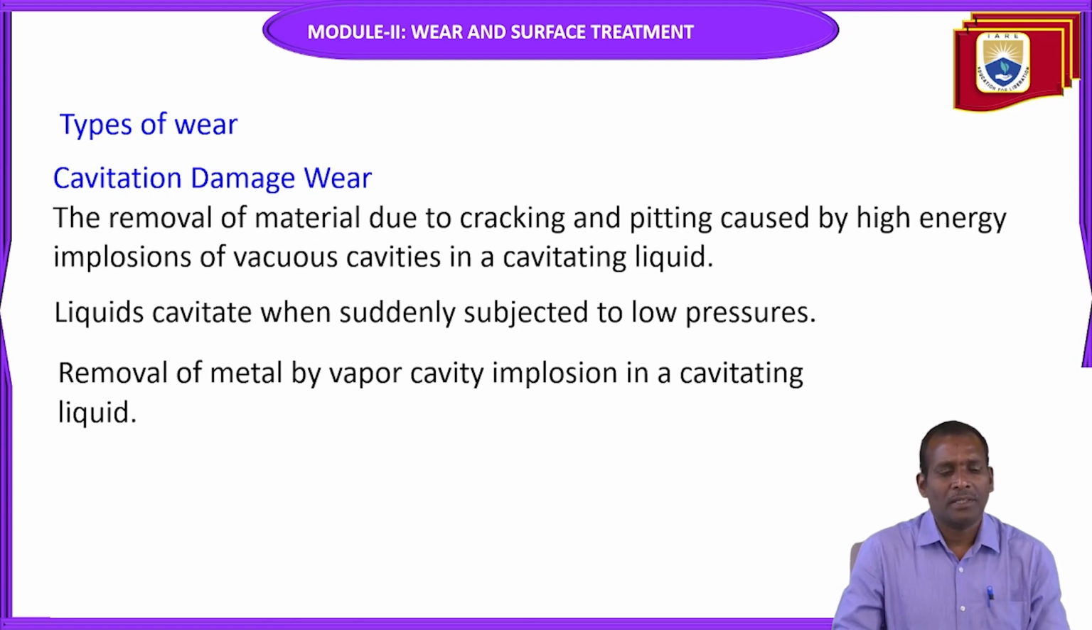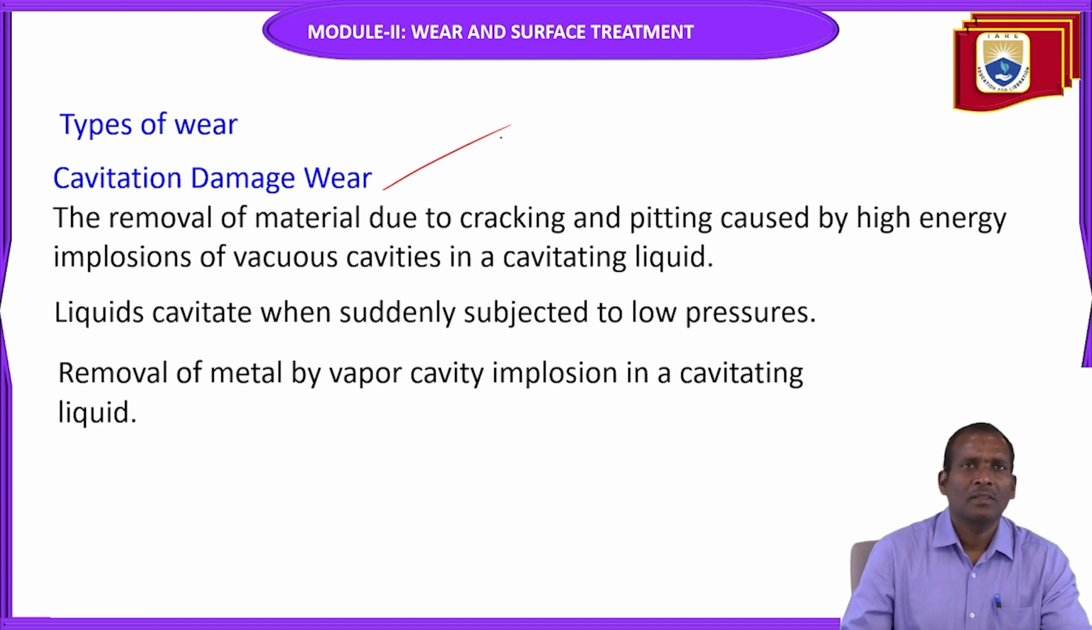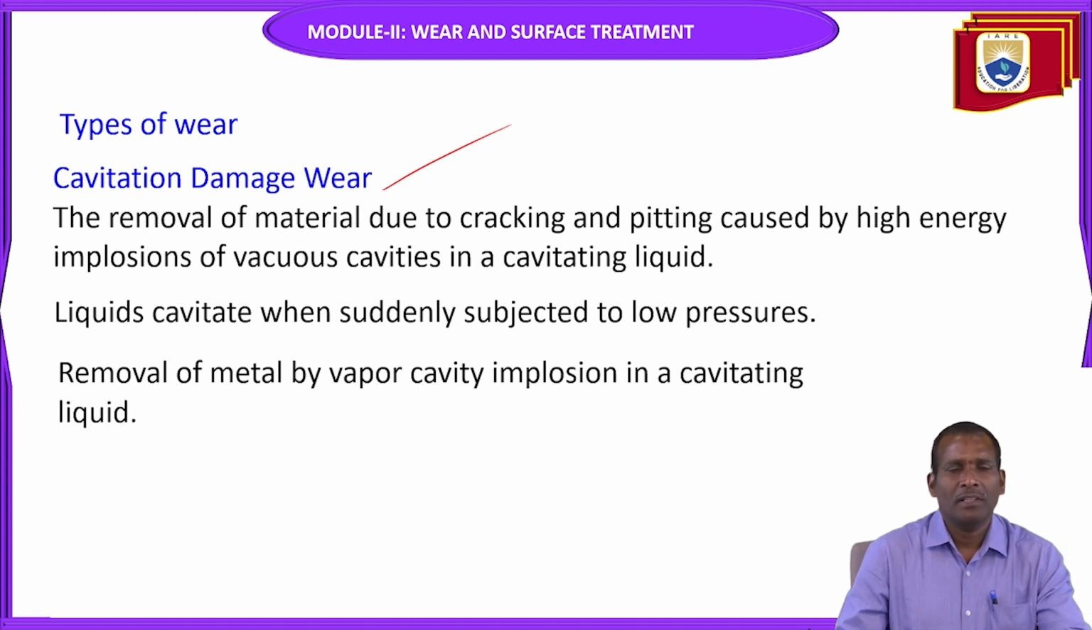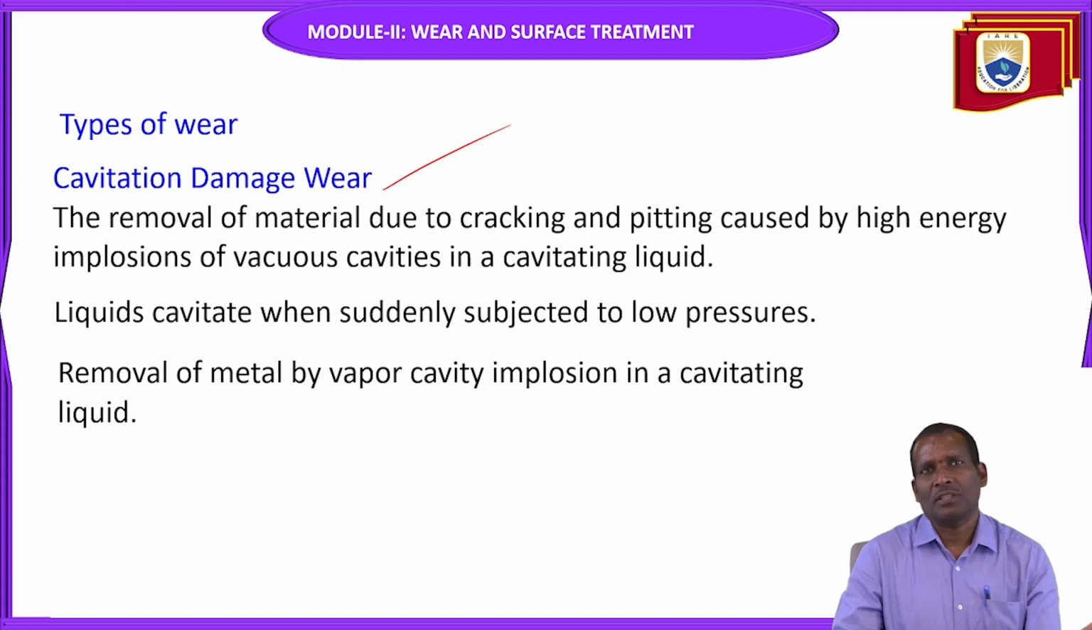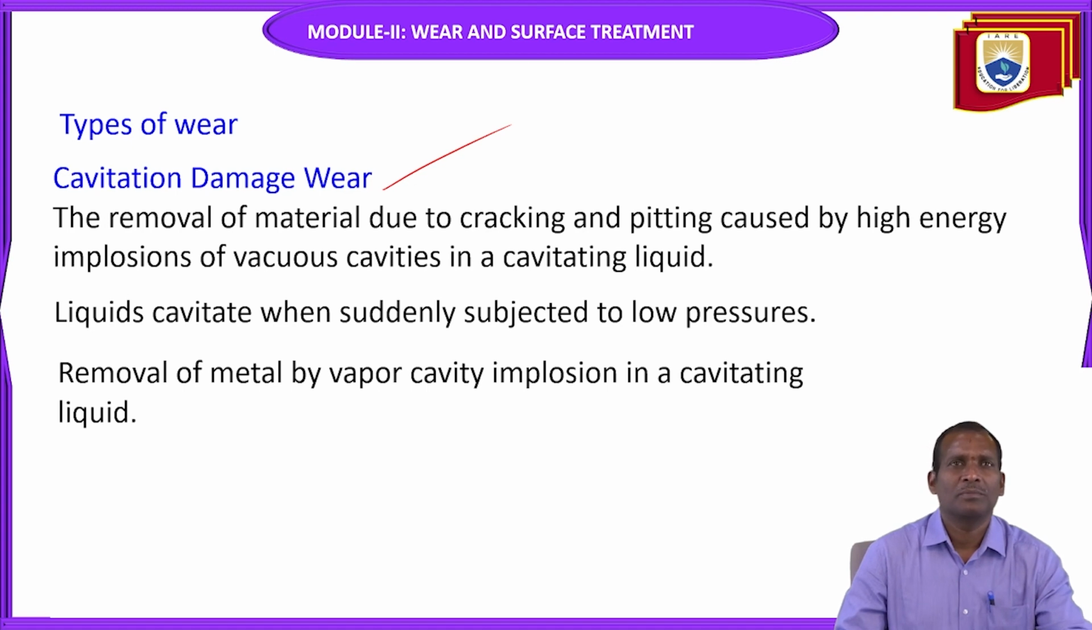Next one is cavitation damage wear. So in this type of wear, the removal of material due to the cracking and pitting caused by high energy implosions of various vacuous cavities in a cavitating liquid. So liquids cavitate when suddenly subjected to low pressure. Whenever these liquids are subjected to low pressure, then cavitation is possible. Removal of metal by the vapor cavity implosion in a cavitating liquid.